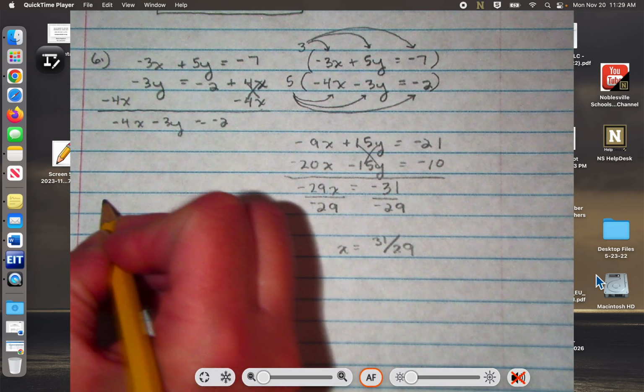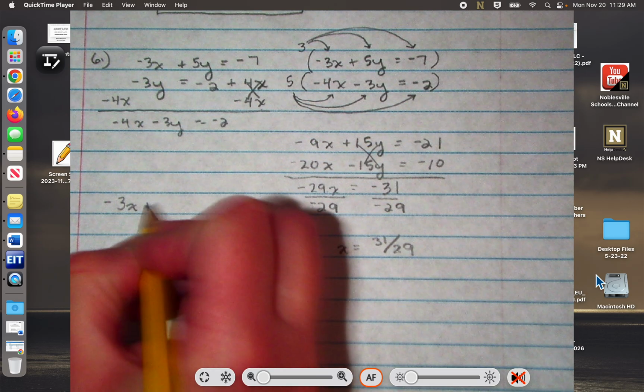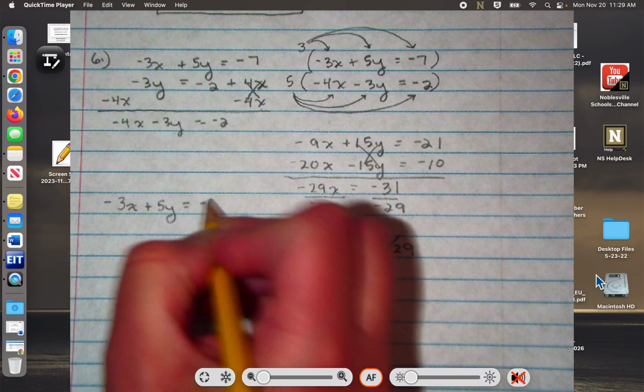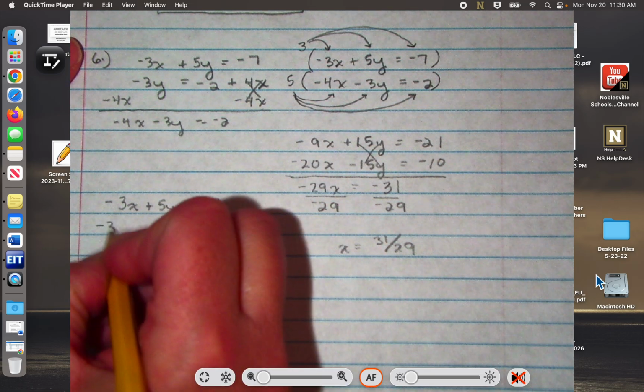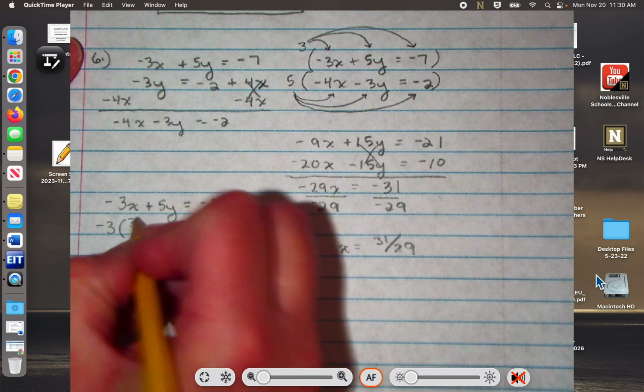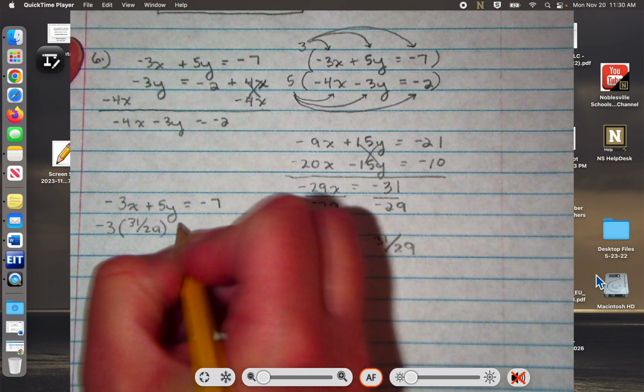Oh no. That has to be the wrong answer. No, they're not always going to be pretty whole number values.